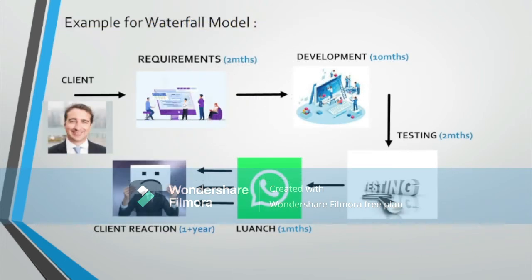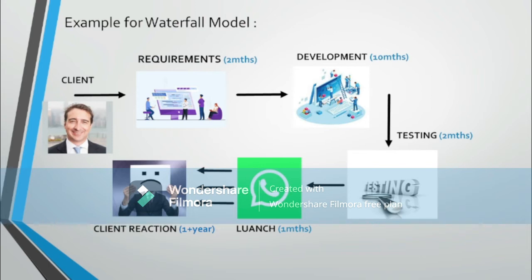This is an example for the waterfall model. I will explain it for you. The client wants an app like WhatsApp, so he reached out to the company and had a discussion for 2 months. The company made the documentation of all requirements in 2 months. Now the development team started developing, and suppose it took around 10 months to make it. This means that all 12 months have been used.